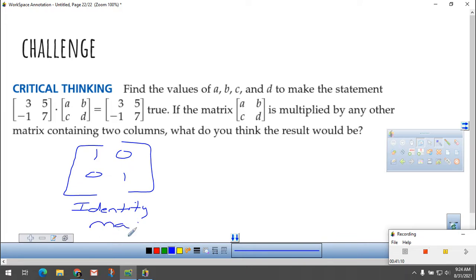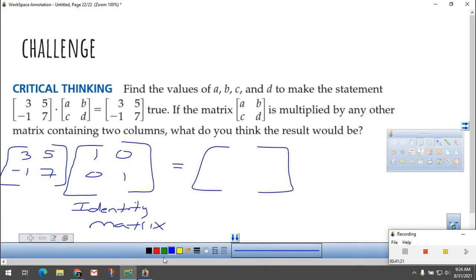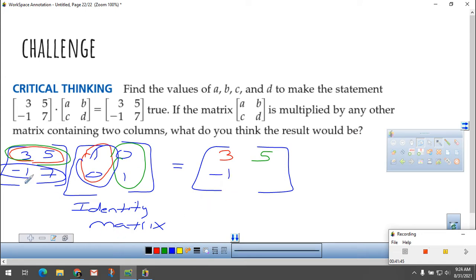And we call this the identity matrix. And see, what happens is when you multiply a matrix by the identity matrix, you end up getting the original matrix back. Let me show you. Row times column, 3 times 1 is 3, 5 times 0 is 0, so you just get 3. Row times column, 3 times 0 is 0, 5 times 1 is 5. Row times column, -1 times 1 is -1, 7 times 0 is 0. And then row times column, -1 times 0 is 0, 7 times 1 is 7. And you get the original matrix back. And so we'll talk more about the identity matrix later, but for today, that's it.